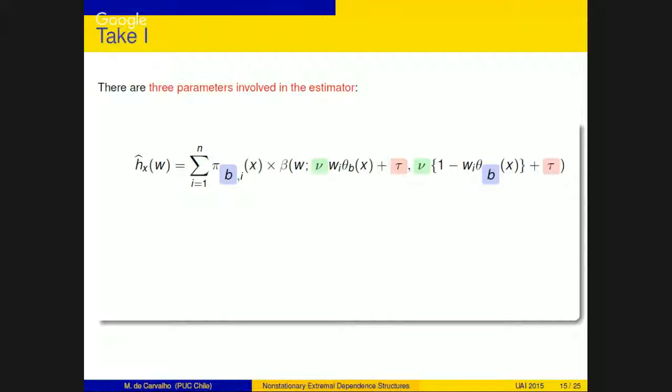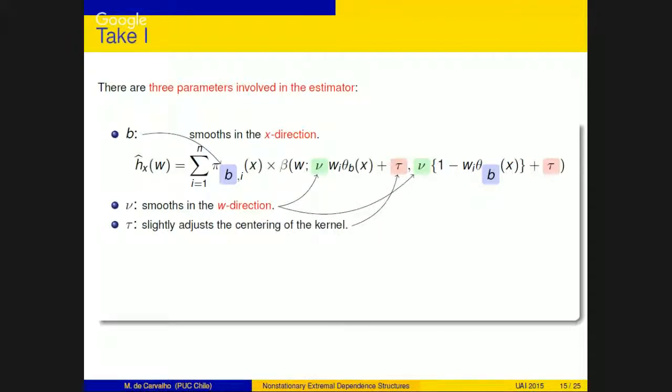Okay, so there are three parameters about which we need to learn from the data. There's the B, there's the nu, and the tau. So the B is a smoothing parameter in the x direction. The nu will be the smoothing parameter in the w direction, and this tau we introduced for adjusting slightly the centering of the kernel. So this turns out to reduce slightly the bias.